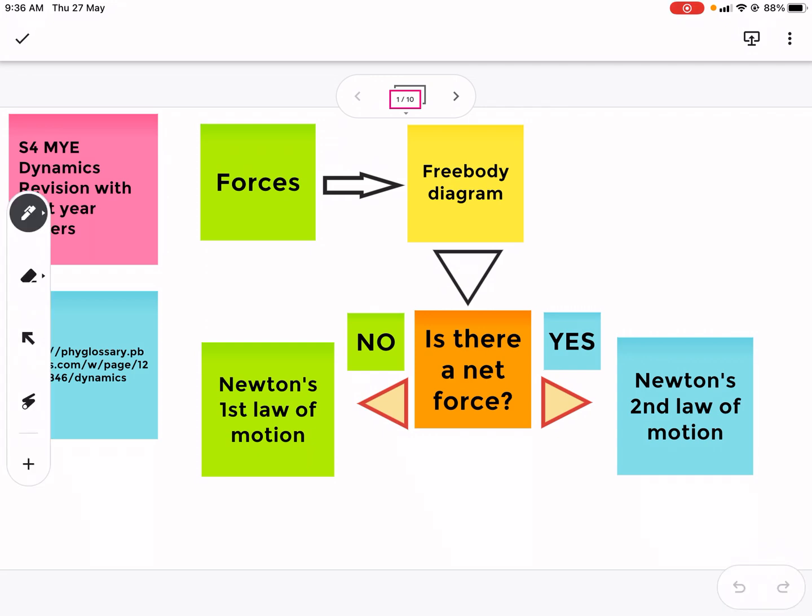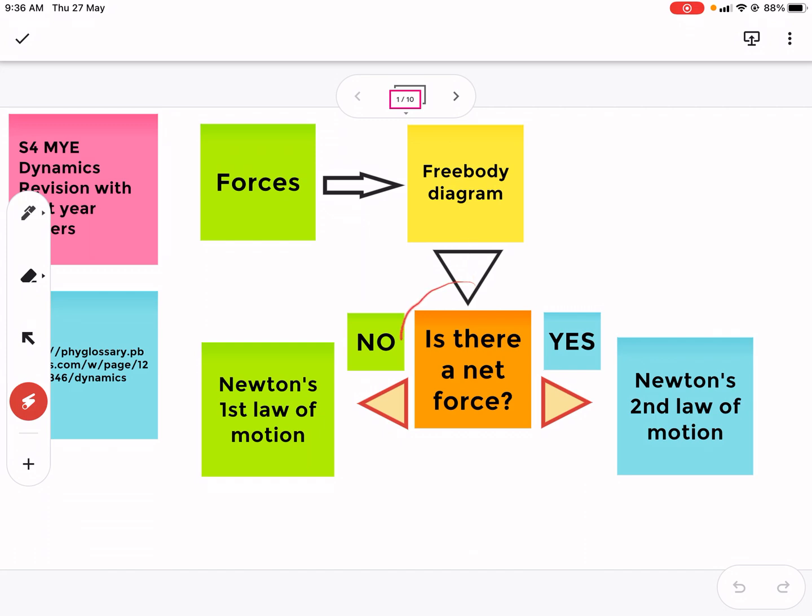Starting with forces, you need to identify the types of forces acting on an object. Usually we use a free body diagram to draw and label these forces. If a question requests you to label, please write the name of the force in full. With a clear and correctly labeled free body diagram, we can proceed to analyze the problem.